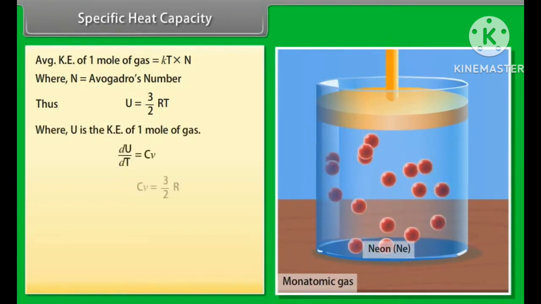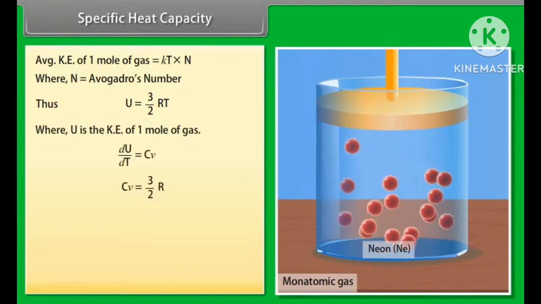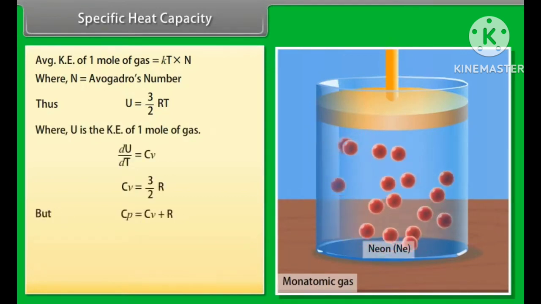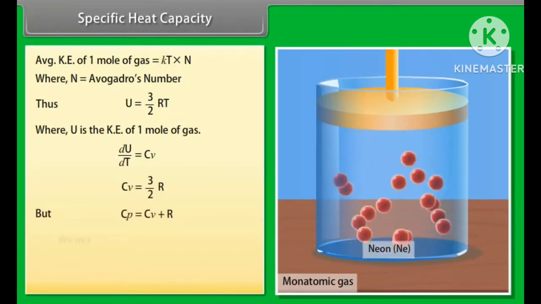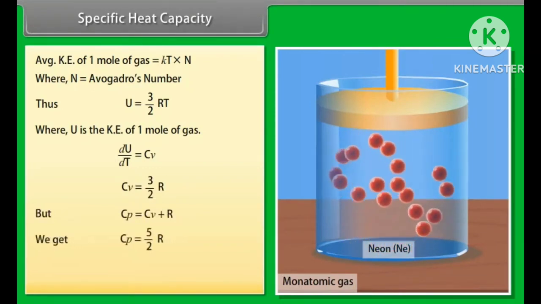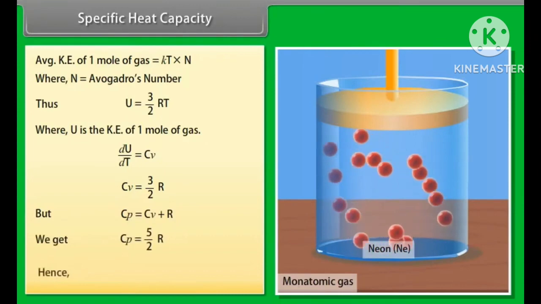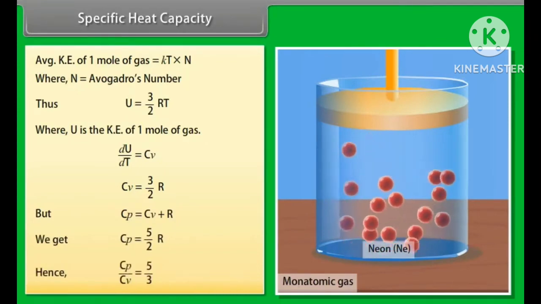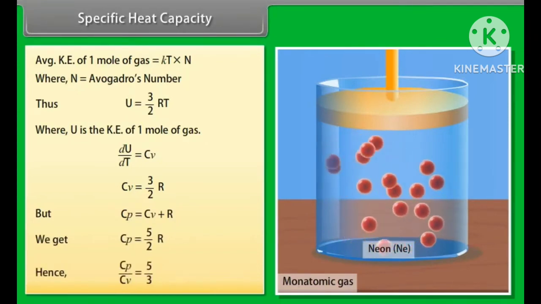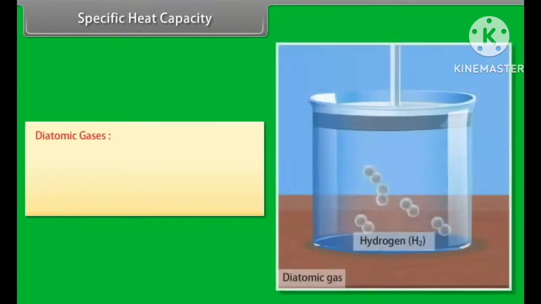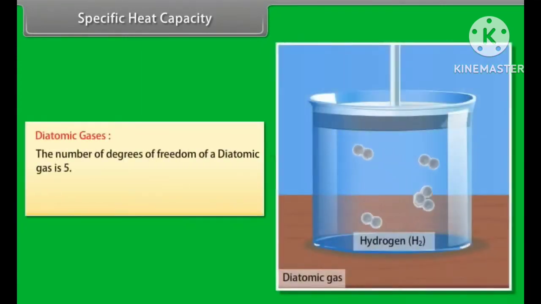Cv is equal to 3 by 2 R, but Cp is equal to Cv plus R. We get Cp is equal to 5 by 2 R. Hence, Cp by Cv is equal to 5 by 3. Diatomic gases. The number of degrees of freedom of a diatomic gas is 5. Cp by Cv is equal to 9 by 7.